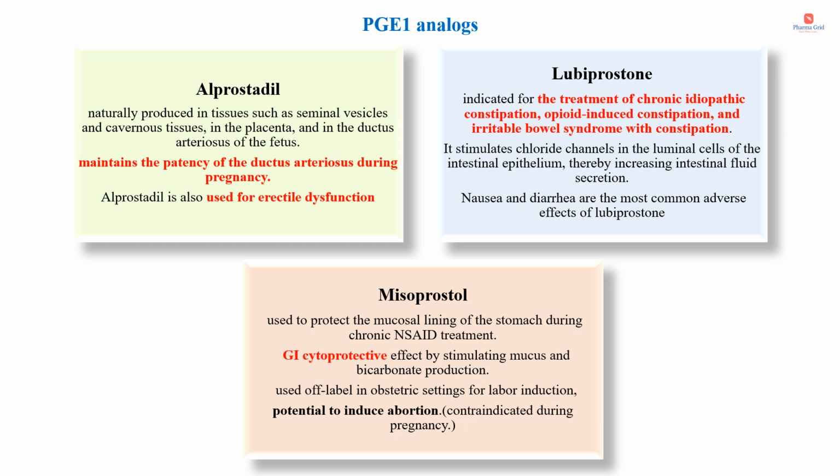There is a combination product containing the NSAID diclofenac and misoprostol available. Off-label, misoprostol is used in obstetric settings for labor induction, since it increases the uterine contractions by interacting with the prostaglandin receptors in the uterus. Misoprostol has the potential to induce abortion. Therefore, this drug is contraindicated during pregnancy. Its use is limited by common adverse effects including diarrhea and abdominal pain.